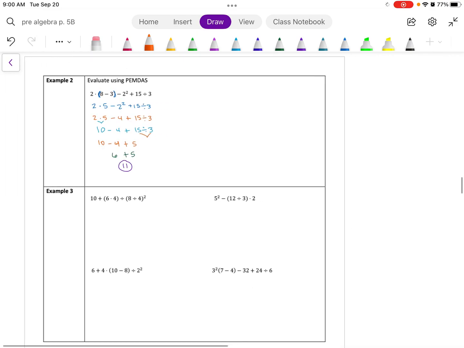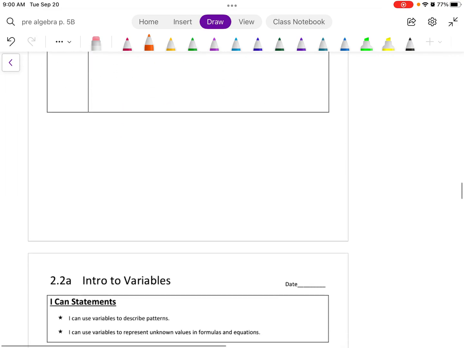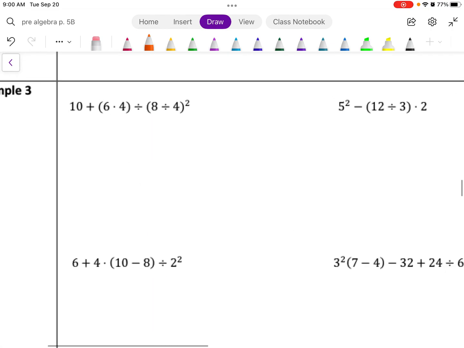We'll do a couple more examples here. Let's see, yep, just 4 more. So this next one's got 2 sets of parentheses, so we just have to simplify them both before we can do anything else. So 6 times 4 is 24. 10 plus 24 divided by 8 divided by 4 squared. Now there's a lot going on with 8 divided by 4 squared. But before we can square it, we need to simplify what's 8 divided by 4. Well, 8 divided by 4 is 2.